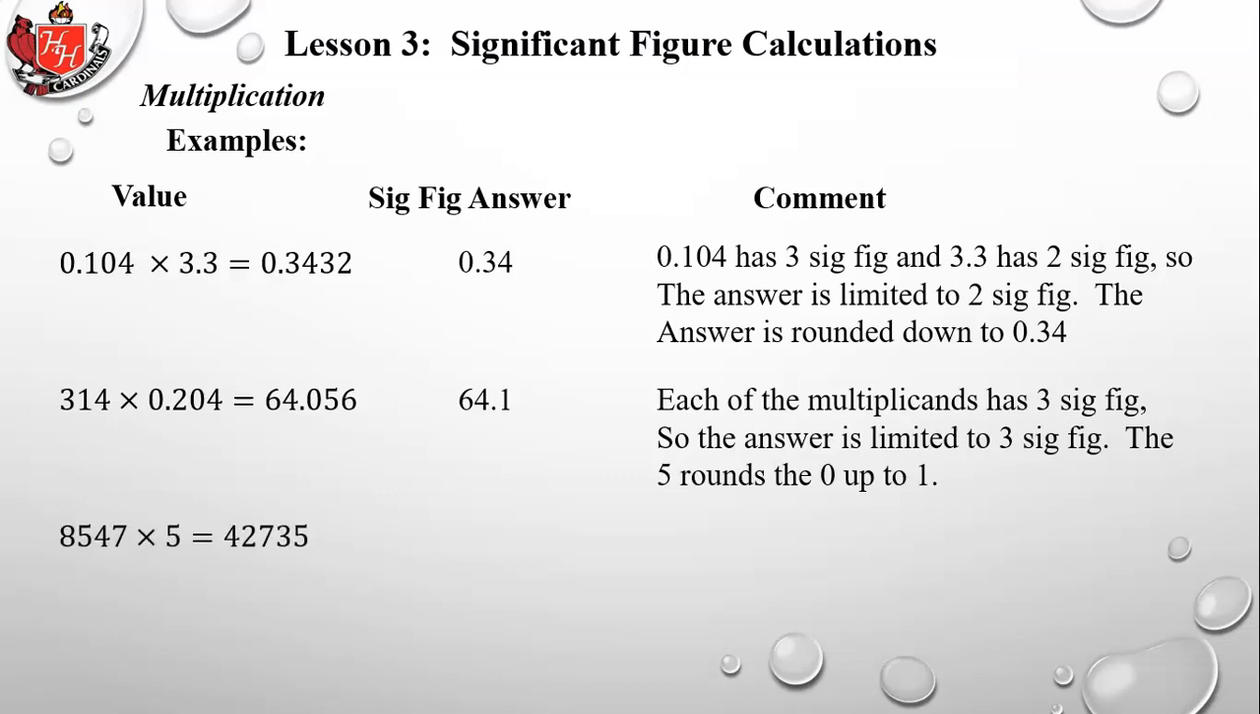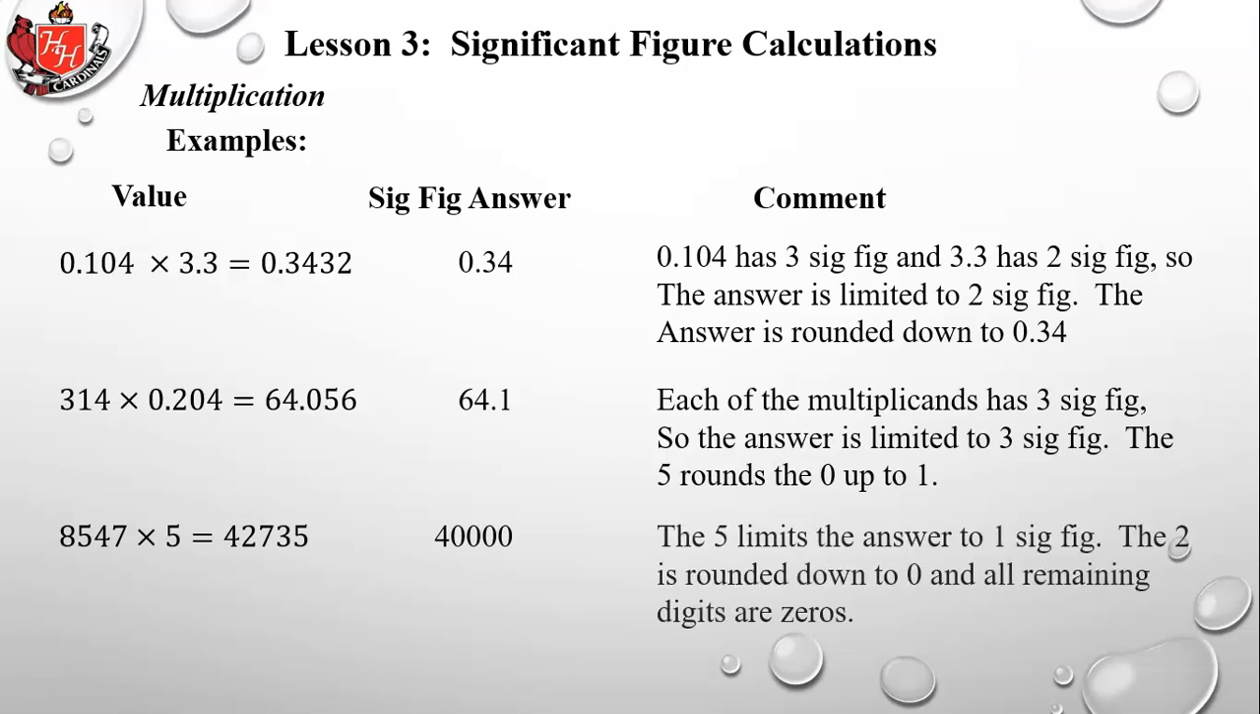How about this one? Now this one is going to mess with you a little bit. You're going to say, how can this be? But what do the rules say that the number of Sig Figs should be? The answer is 40,000. The 5 limits the answer to 1 Sig Fig. The 2 in 42,735 is rounded down to a 0, and all remaining digits are zeros.